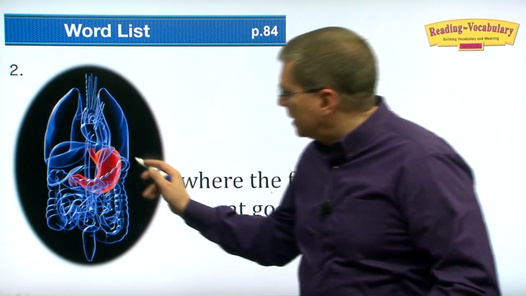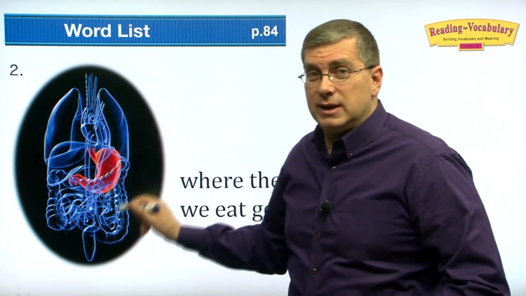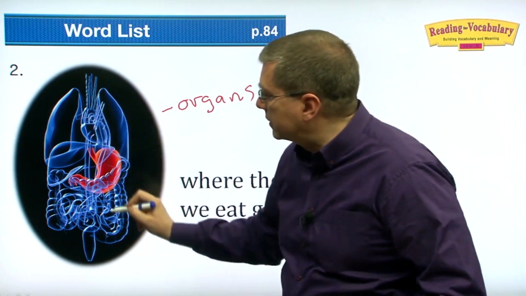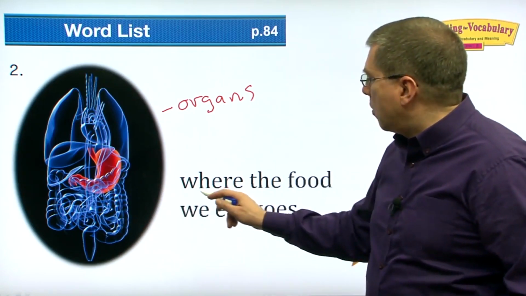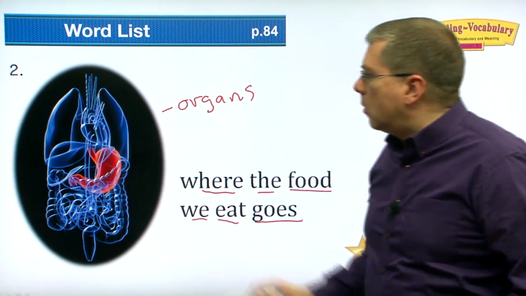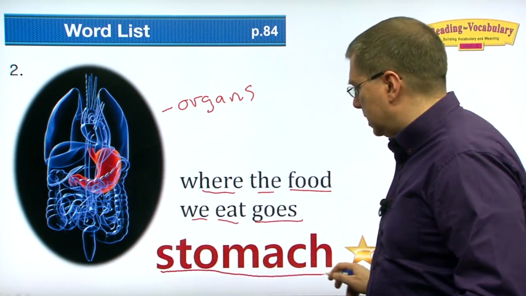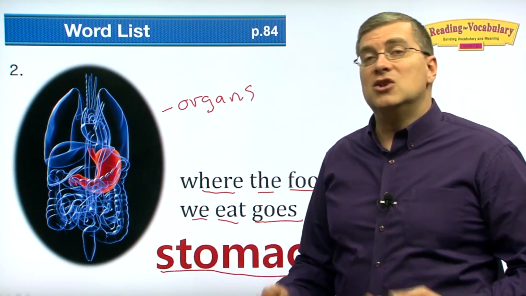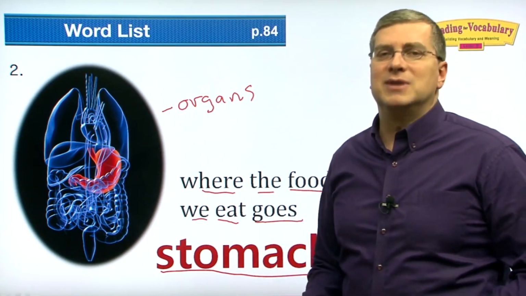Okay, next, number 2. Interesting picture. What is this thing in here? We're looking inside a person's body. These are the organs inside a person's body. You have many different organs. You have lungs, you have kidneys, you have bladder. You also have where the food we eat goes. And that's the red part here. What organ is that in our body? That is the stomach. Stomach. So we say stomach. Is your stomach full? Stop eating. If your stomach is empty, then it's time to eat.